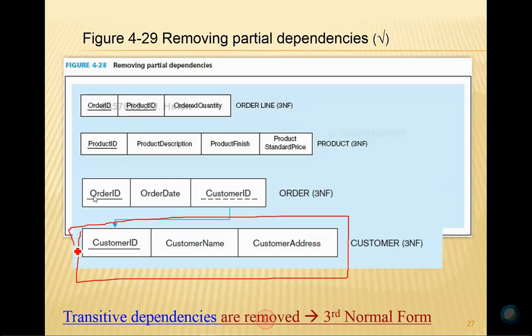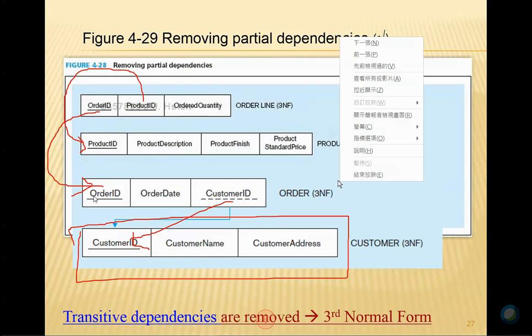In this way, we don't have transitive dependency, everything's in the third normal form. And everything can trace back to their parents. Order ID, product ID, and customer ID. Okay, these are the foreign keys. Okay, now we are in the third normal form.